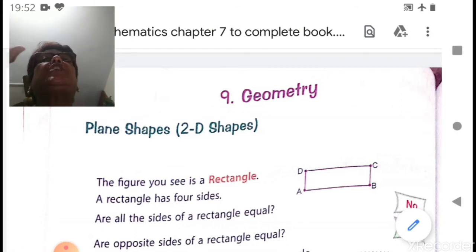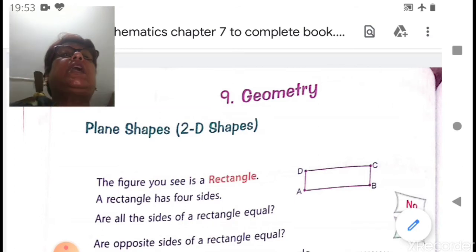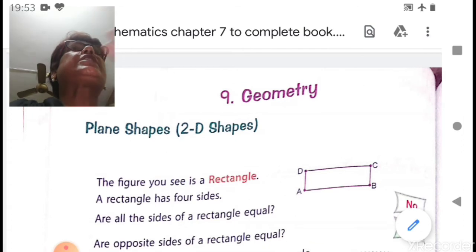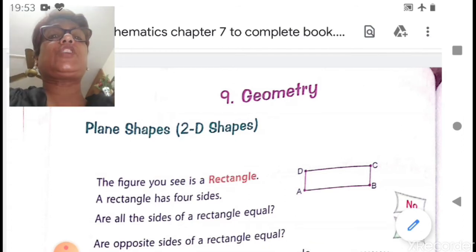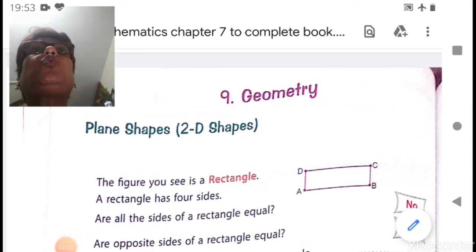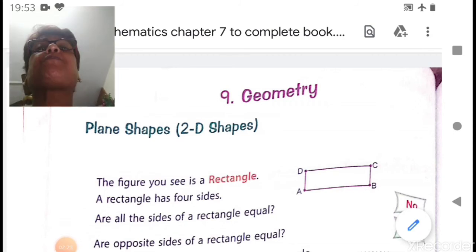Now the shapes which I named, squares, circles, triangles, rectangles, these are some of the simplest shapes in geometry. So today I will start the lesson geometry, and in geometry first we will study about the plane shapes. Plane shapes, that is two-dimensional shapes.